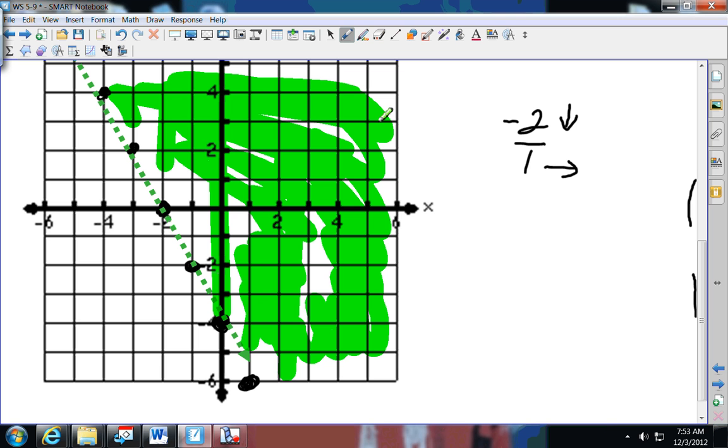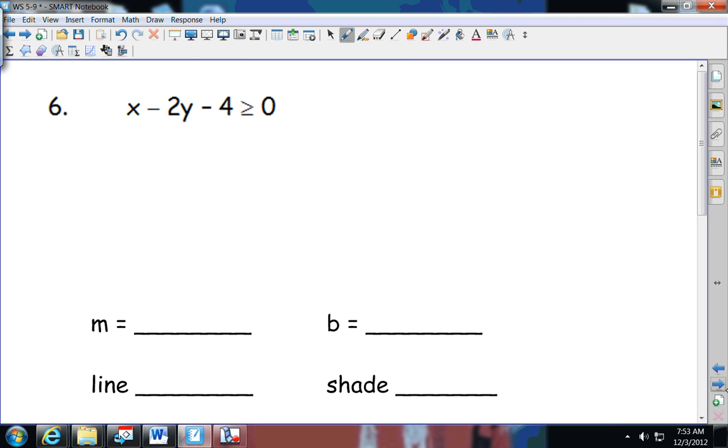Everything in the shaded area is a solution. What about on the line? No, because it's dashed. Next one. Take a minute and solve for y. Try that now.